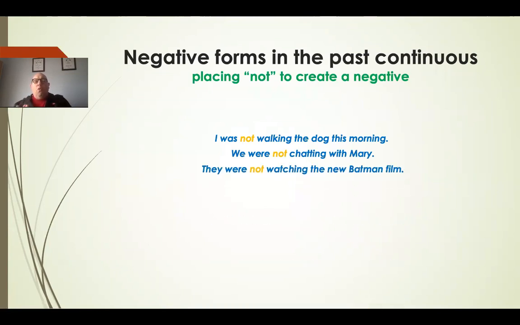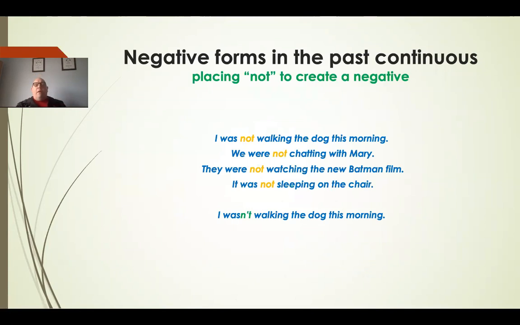They were not watching the new Batman film. After the verb to be, before the action verb. It was not sleeping on the chair. Again, after the verb to be, before our action verb, we place not.